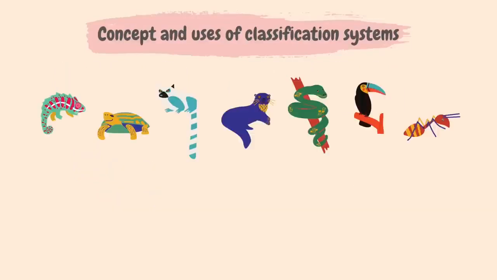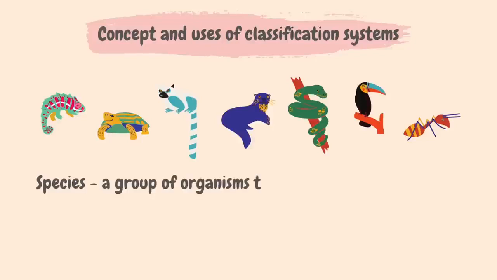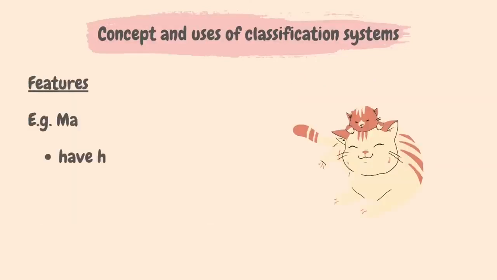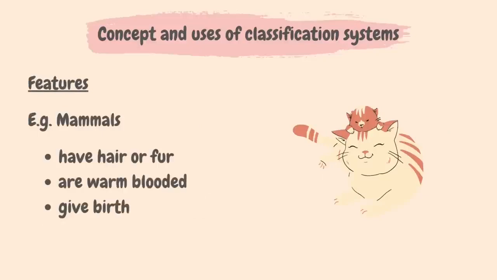Let's move on to the concept and uses of classification systems. There are millions of species of organisms on Earth. What is a species? A species is described as a group of organisms that can reproduce to produce fertile offspring. These species can be classified into groups by the features that they share. For example, generally all mammals have hair or fur, are warm-blooded, and give birth to live young.